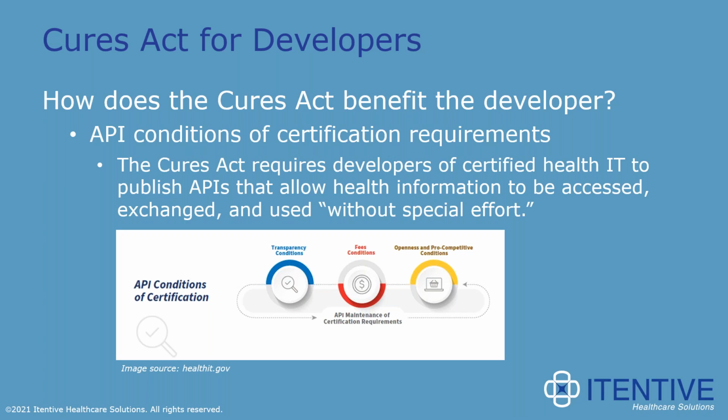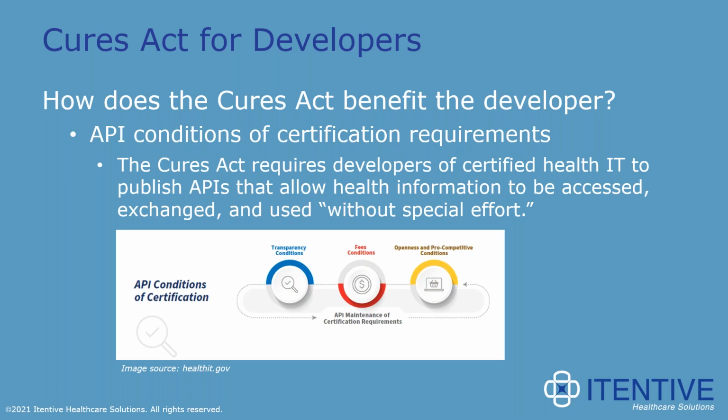So the transparency condition is going to require certified API developers to publish specific business and technical documentation necessary to interact with their certified API technology and make that documentation publicly accessible via a hyperlink. Now the permitted fees condition, with respect to that API technology, is going to set criteria for allowable fees, guidelines for the fees that certified API developers would be permitted to charge, and also to whom these fees could be charged.